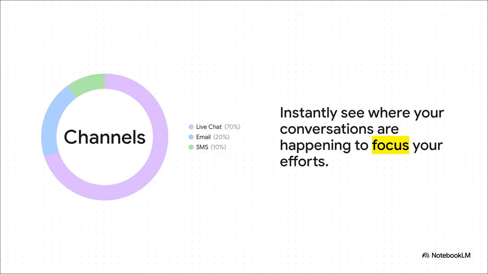And it's the same idea right here with this donut chart. It gives you that high-level, at-a-glance overview of where your conversations are actually happening. If you see that, say, 70% of your interactions are on live chat, you know exactly where to focus your optimization efforts. It's simple, it's visual, and it's incredibly powerful.